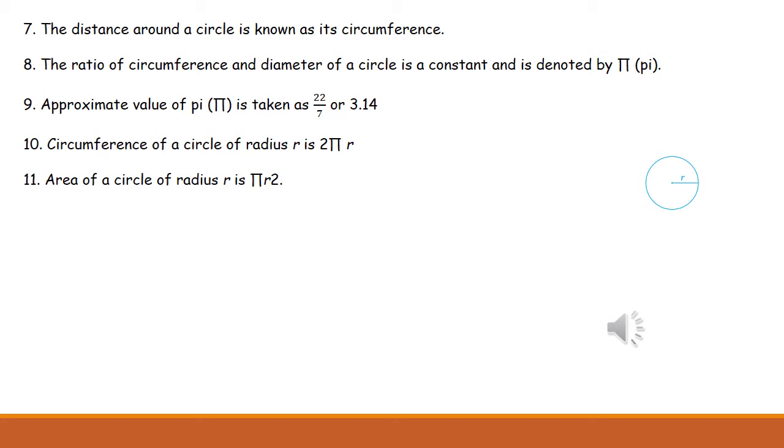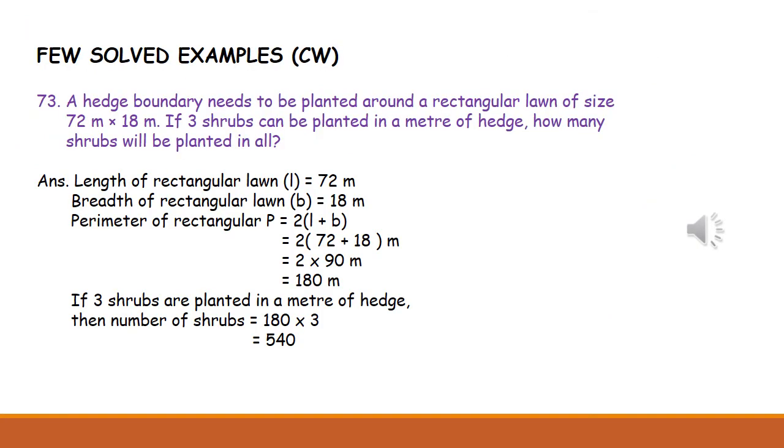Area of a circle, the 11th formula, is pi r square. So, we have to learn all these formulas for solving sums of this chapter. Solving a few examples from the exemplar book. Let us do sum number 73. A hedge boundary needs to be planted around a rectangular lawn of size 72 meter into 80 meter.